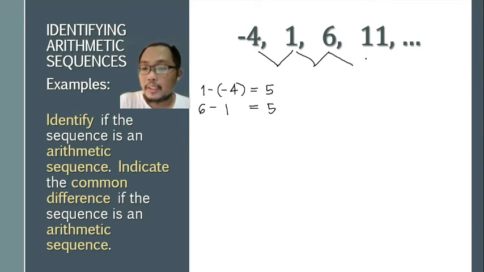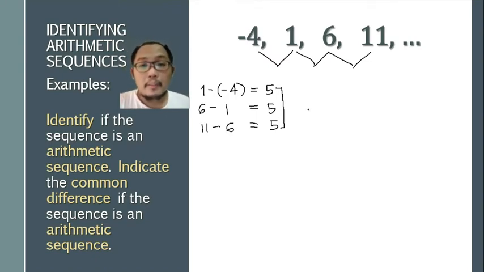Now we also need to check whether 11 and 6 gives us a 5. So having the subtraction be 11 minus 6, that gives us a difference of 5. We call this a common difference because all of these differences, or those corresponding pairs of consecutive terms, are all the same, which is equal to 5. So there is a common difference. We say that this is an example of an arithmetic sequence whose common difference is equal to 5.